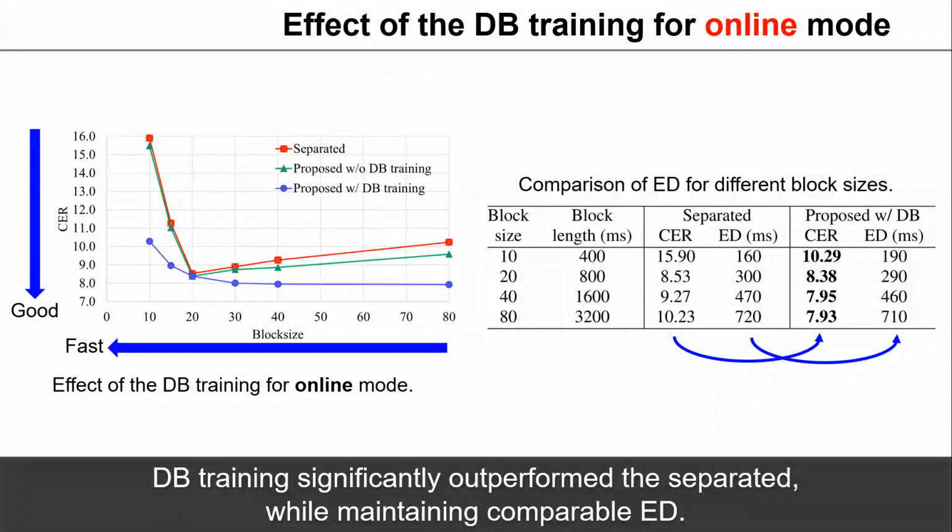The right-hand table shows the emission delay for different block sizes of the separate model and the proposed method with dynamic block training. As shown in this table, the proposed method significantly outperformed the separate model in terms of CER while maintaining a comparable emission delay. That means this method allows the end users to change the block size flexibly during inference with a reasonable trade-off curve.